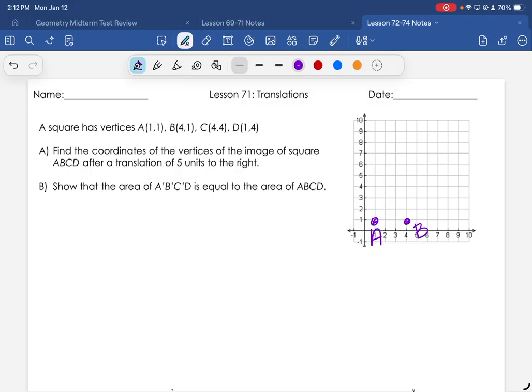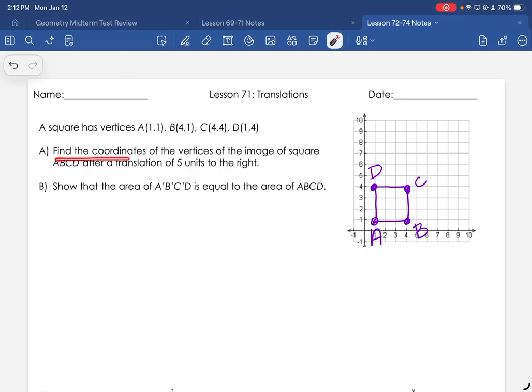(4,4) is where we have C. And (1,4) is where we have D. So we plotted those points. Now we're going to, as best as we can, connect those dots to make the square. So that was step 1.